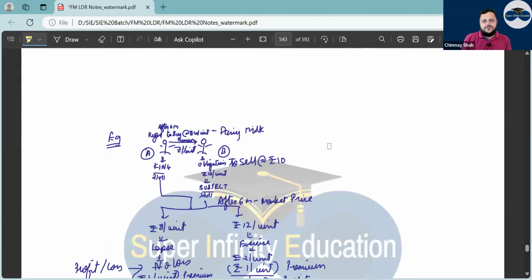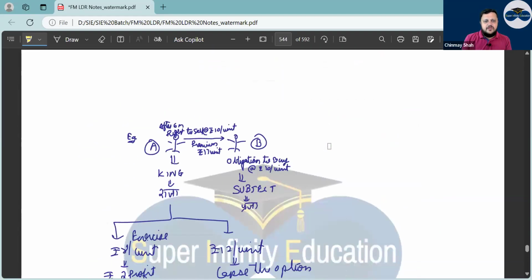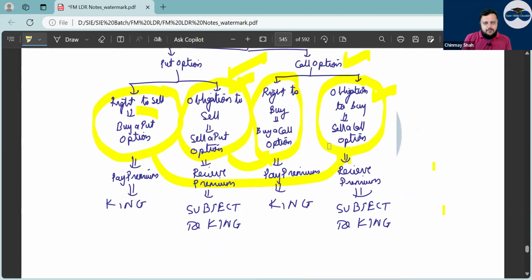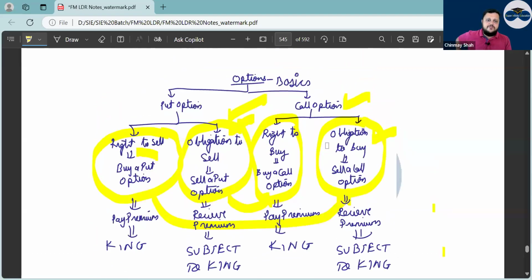Then you have foreign currency options. Foreign currency options are very simple, right? You have a put option and a call option. The way to remember this: an exporter has to sell, so he will always have a right to sell, or a put option, correct? That is how things will work out here.